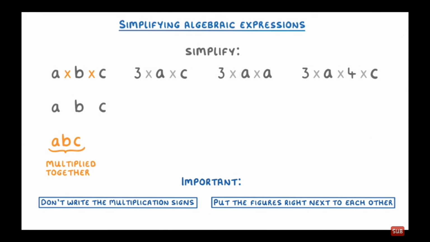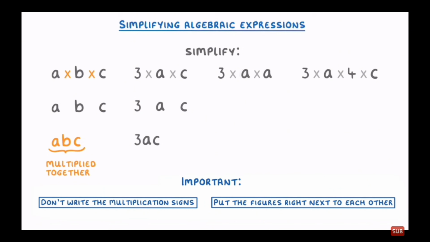Similarly, in this next example of 3 times A times C, we'd just write 3AC and then put them close together as 3AC. It doesn't matter that we now have a number in there. We still do exactly the same thing.